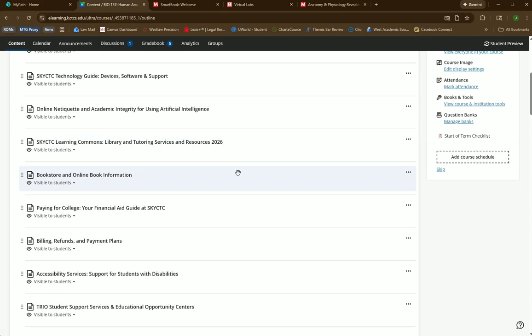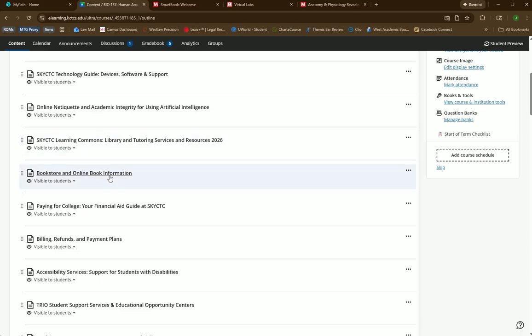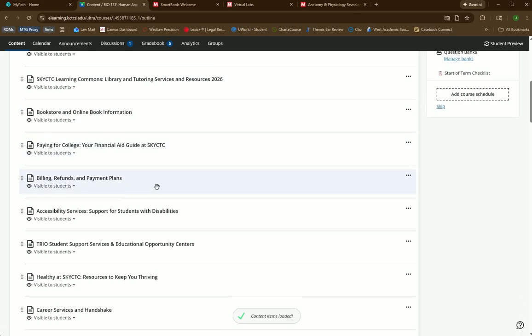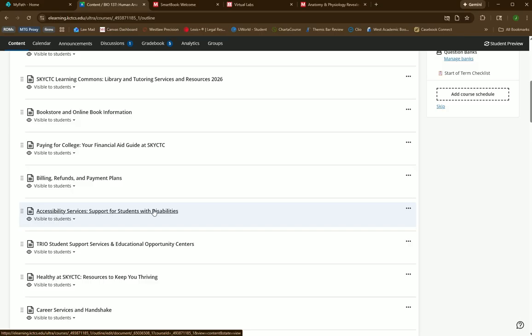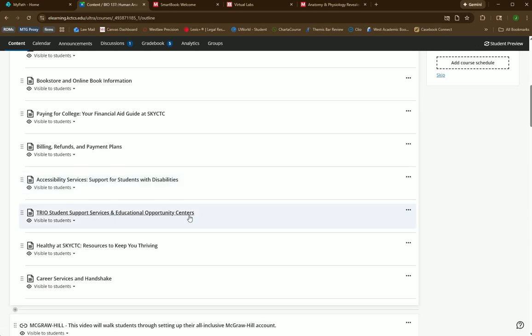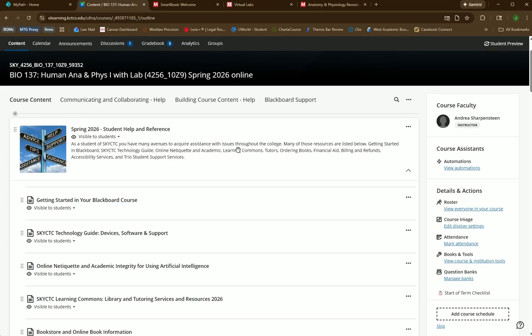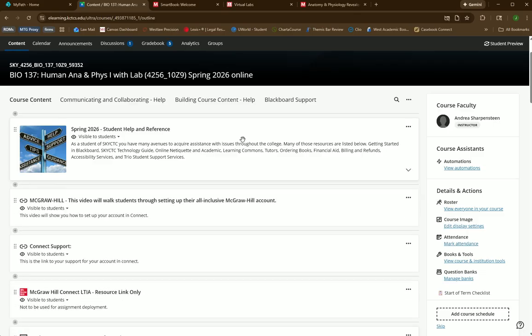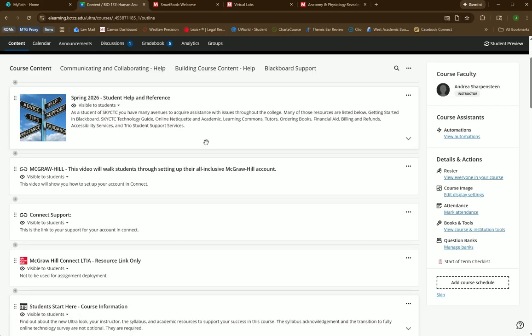in terms of expectations. But yeah, Student Help and Reference tab, you can find bookstore information, financial aid, billing, refunds, payment plans, accessibility services. If you do need these, please get with that office. Do not email me directly with any accessibility needs. That does have to come through the Accessibility Services Center. So career services, that's what your Student Help and Reference tab is all about. It's helping you with anything outside of this course.